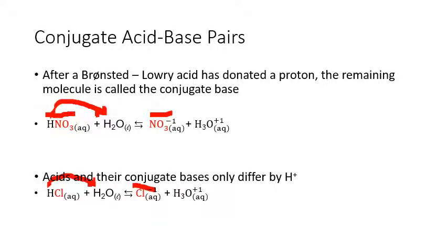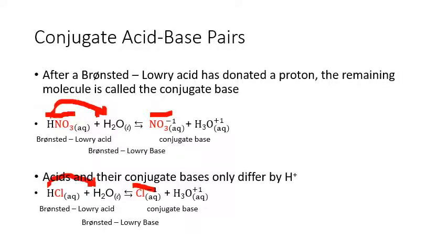Cl minus is the conjugate base of the HCl, just like the NO3 minus is the conjugate base of the acid HNO3. So here the acid is the HNO3, the base is the H2O, and after the HNO3 gives away its proton, the NO3 is the conjugate base because it doesn't have that H anymore. And the same thing down here with the HCl. The HCl is the acid and loses a proton. After it's lost its proton, it becomes Cl minus, which is the same as HCl, just minus an H.